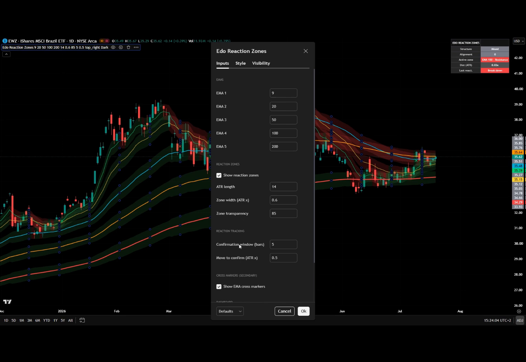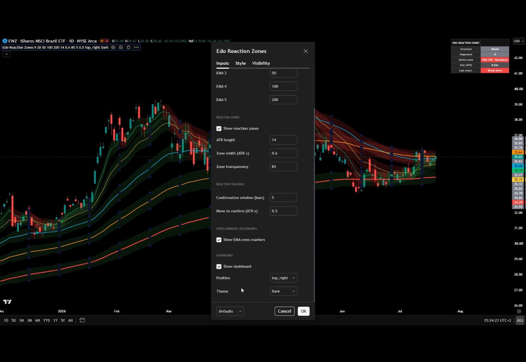Reaction tracking defines the confirmation window, 5 bars, and the distance needed to confirm a bounce, half an ATR. And cross markers turns the secondary layer on and off, the small X's for the fast crosses, and the diamonds for the classic golden and death cross. At the bottom, dashboard controls the panel itself, whether it is visible, in which corner, and in which theme.